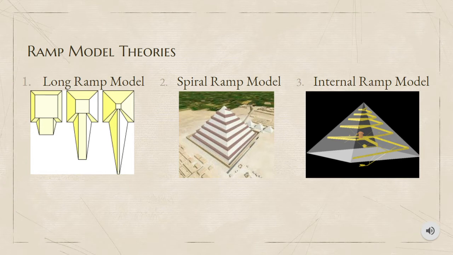The most common theory consists of the ramp models. The ramp model theories are divided into three separate theories: the long ramp model, the spiral ramp model, and the internal ramp model. Physical evidence suggests that the ancient Egyptians created ramps beside and inside the pyramids to transport the blocks to each new level. Significant evidence that supports these theories has been found in texts such as the Rhind Mathematical Papyrus and the Papyrus of Anastasia. Other evidence, including ramp remains, has been found at Karnak, a temple in Luxor, Egypt.